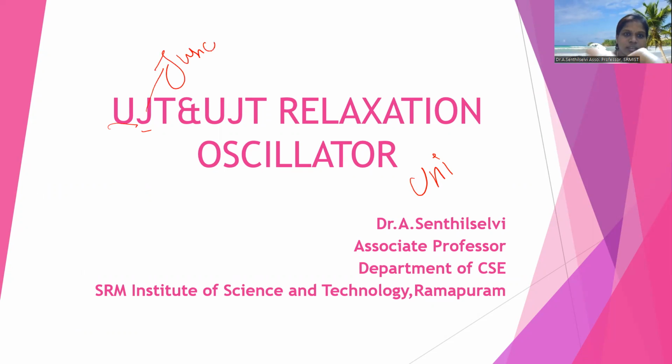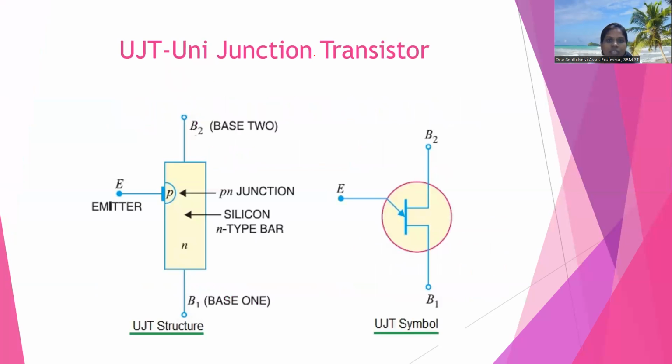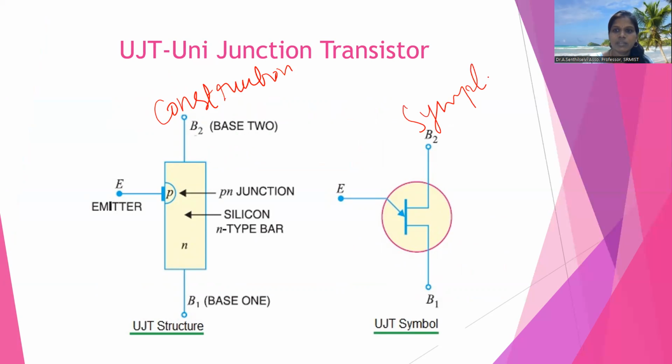Unijunction transistor. It means that it has only one junction. The application of UJT is the UJT relaxation oscillator. First I will explain the construction, how we construct the UJT. This is regarding construction. This is the symbol.